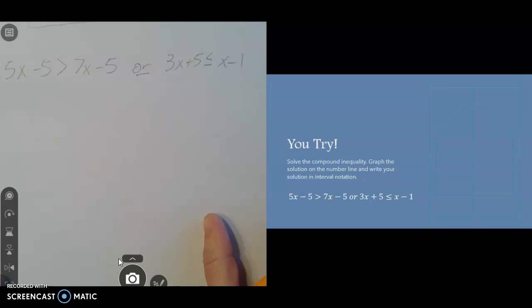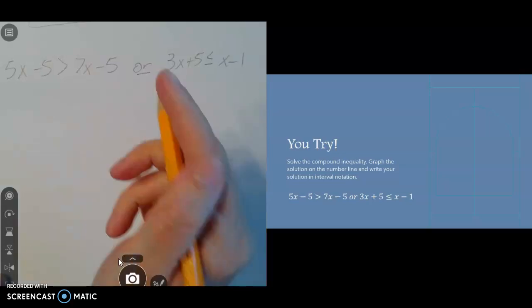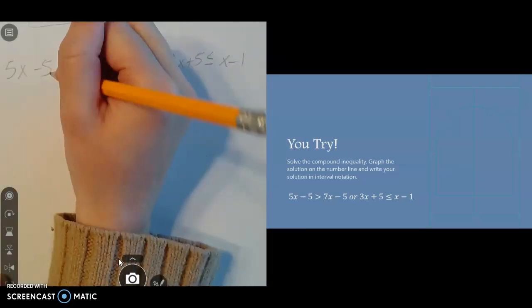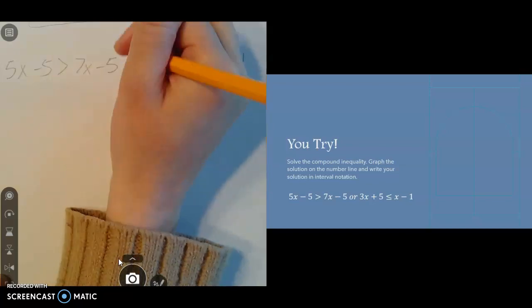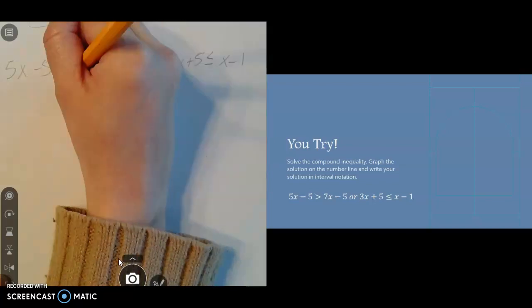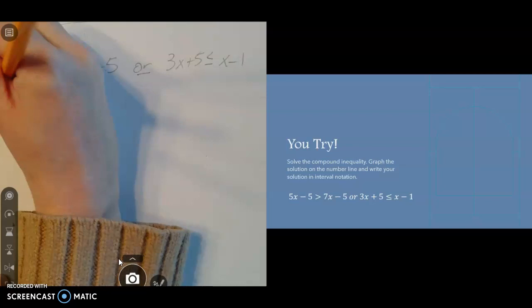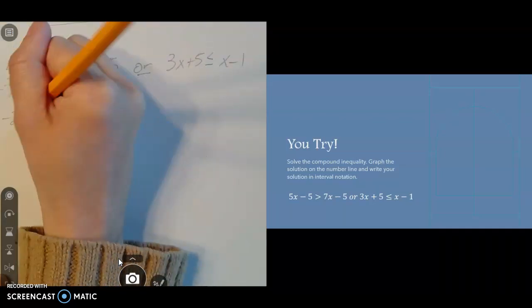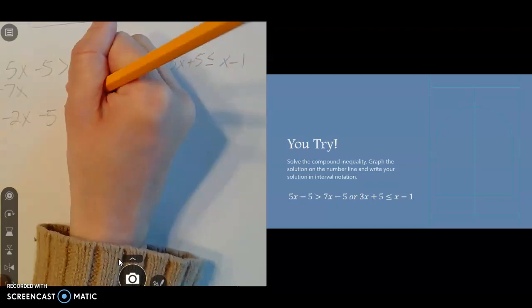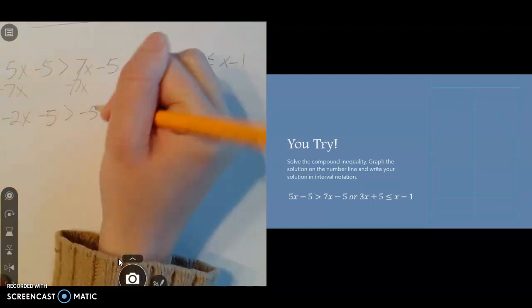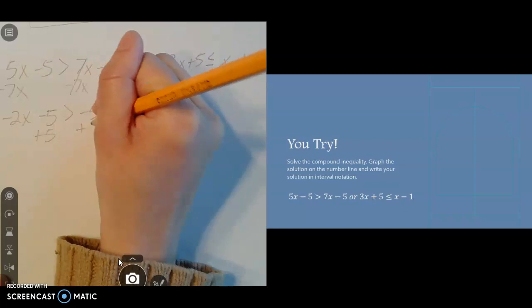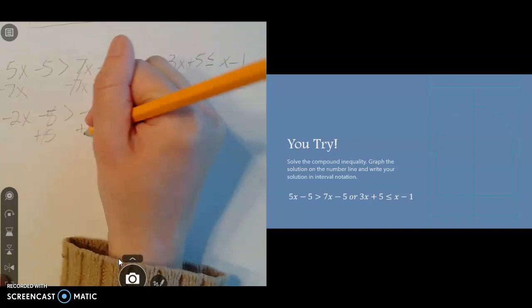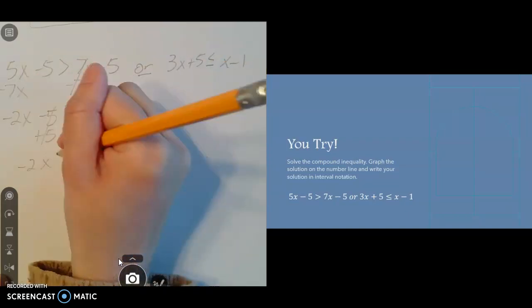Hopefully you all took these separately and solved each one. On the first one, I would probably subtract 7x from both sides. I just like my x's on the left. So that'll give me negative 2x minus 5 is greater than negative 5. Then I would add 5 to both sides, which is going to give me negative 2x is greater than 0.